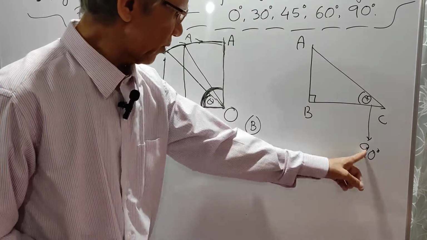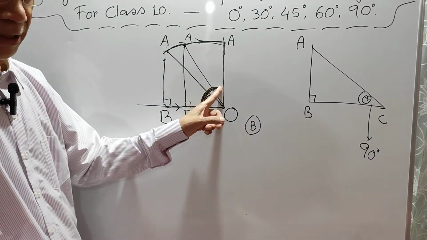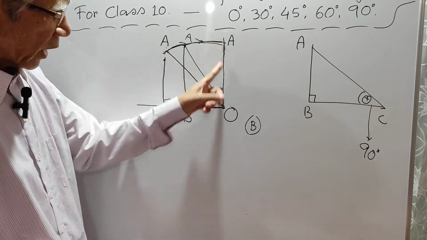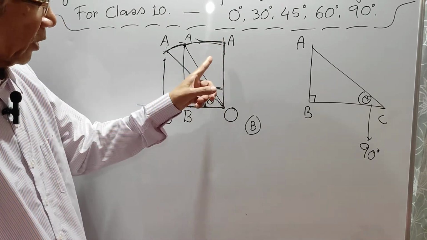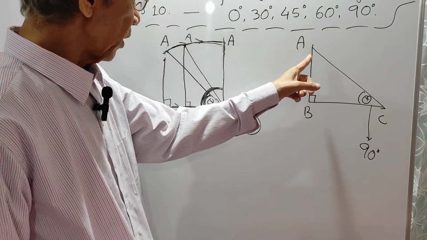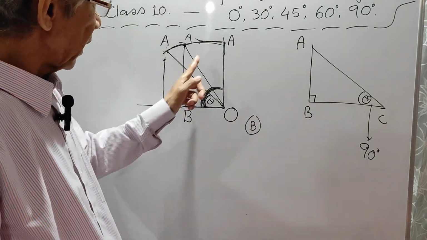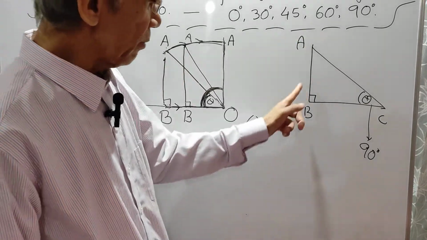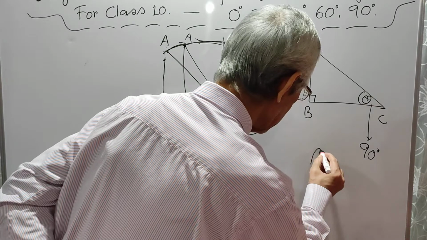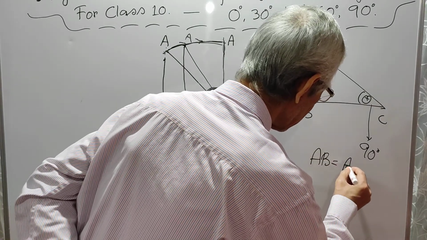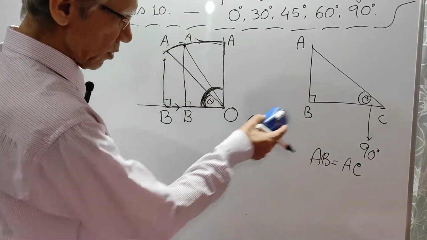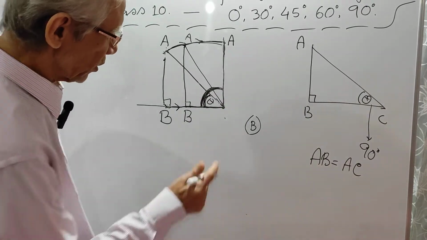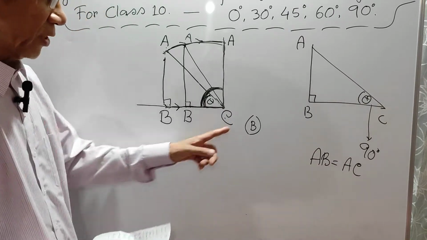Now when theta becomes 90 degrees, what happens to AO? This AO and AB will be the same line. That means this perpendicular AB and this hypotenuse AC, so AB and AC will be the same. To make it similar to that, let us call it not O but C. So C and B are the same point.